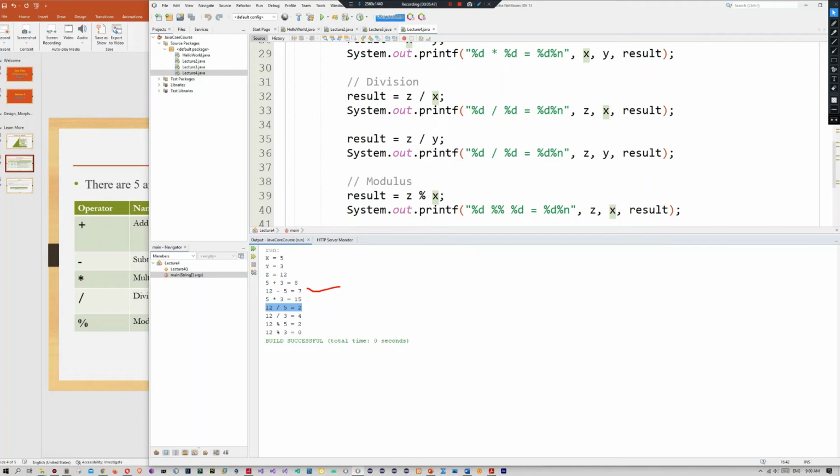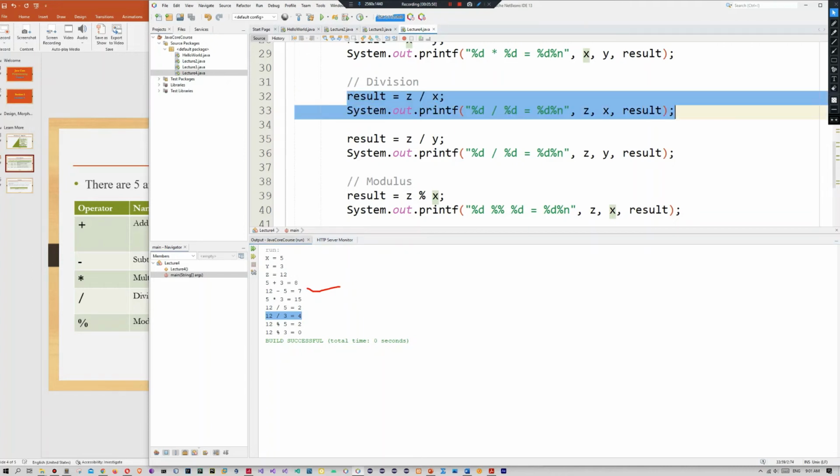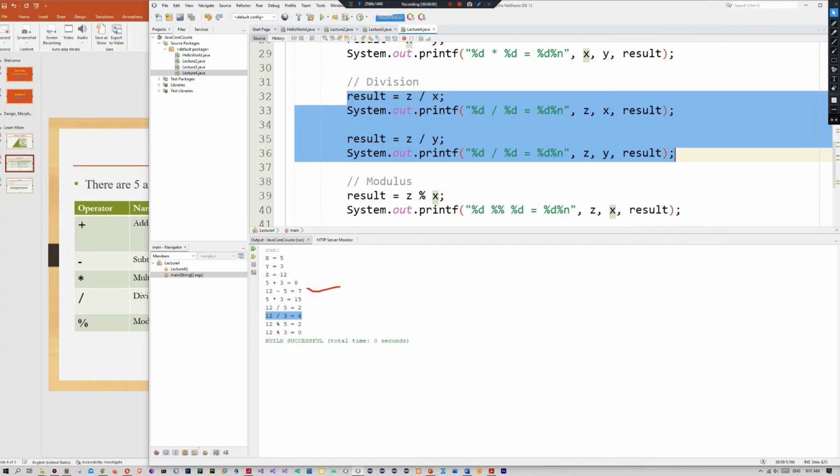So next, z is divided by y. Y is 3 and z is 12. So our result is 4. So we get a whole number. So nothing is discarded. So no information is lost. It is important whenever you do division in Java, you must understand if both the operands are integers, there will be integer division. And in integer division, if the number does not divide equally, the fractional part will be lost.